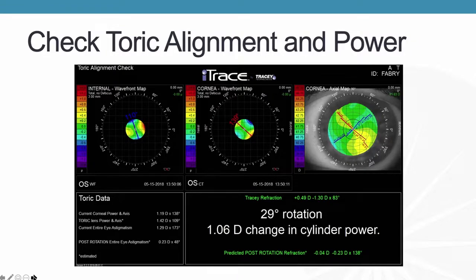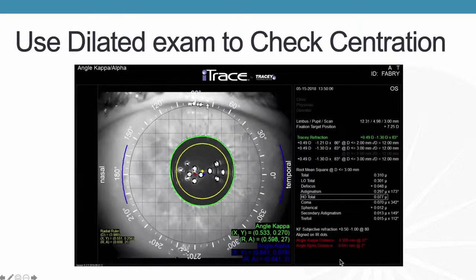And then on a toric alignment, we've seen this quite a bit today, but I want to show you two things there that are important. You can see the IOL is currently at 110, should be at 139. The iTrace refraction tells us there's residual astigmatism of 1.3 at 83. And if we do a 29-degree rotation, we're going to bring about a 1 diopter change, which should leave us with basically an emmetropic eye with 0.23 astigmatism. So we know in this case, we got the power right, and the only problem was the alignment.